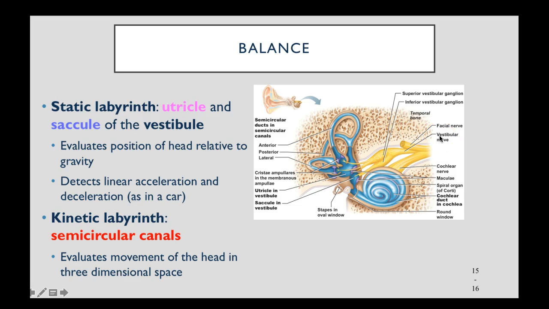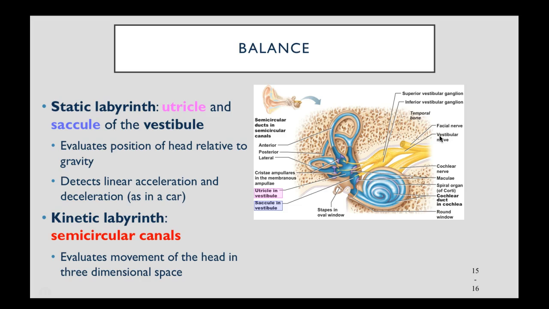Now let's talk about balance. Within our vestibule, we have two important structures. We have our saccule in our vestibule and also our utricle within the vestibule. And this helps to evaluate the position of our head relative to gravity. It's going to help us to detect linear acceleration and deceleration, as if we were in a car or if we are in an elevator moving up and down, or if you're in an airport and stepping on one of those conveyor belts to kind of accelerate you forward as you're walking.